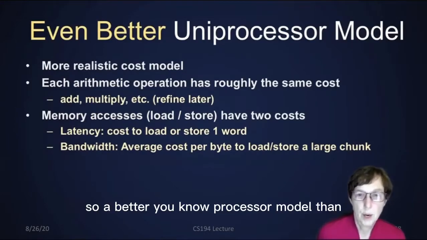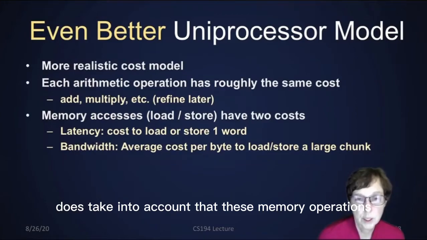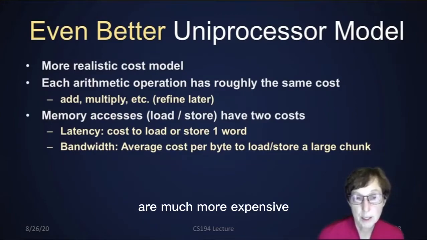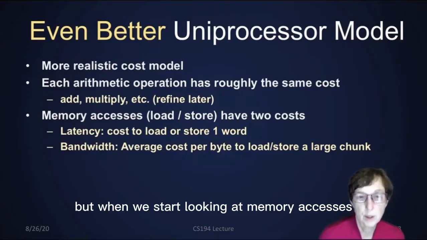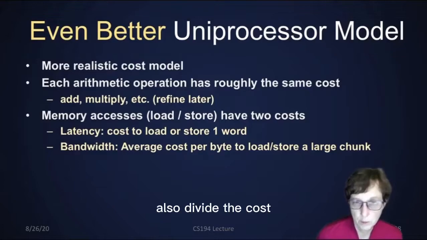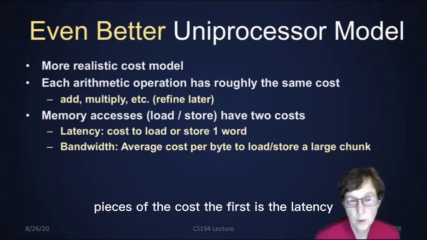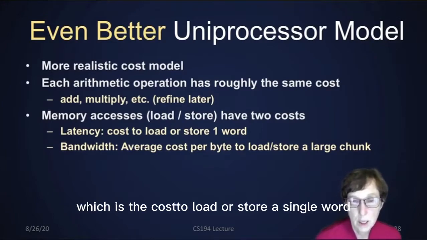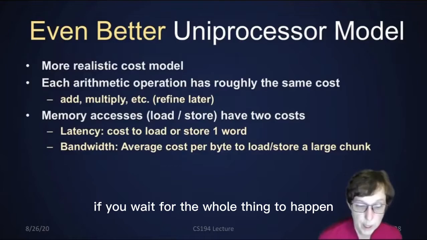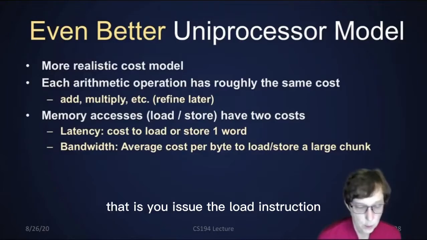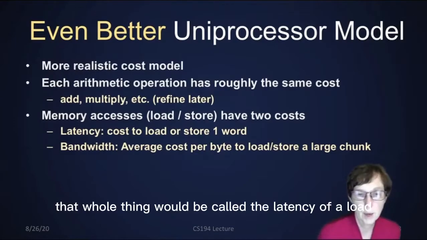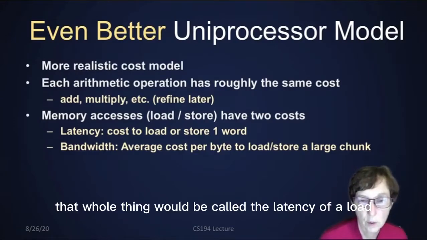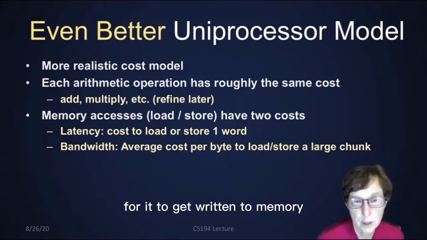So a better processor model does take into account that these memory operations are much more expensive than the arithmetic operations. But when we start looking at memory accesses, we can really divide the cost into two different pieces. The first is the latency, which is the cost to load or store a single word if you wait for the whole thing to happen. That is, you issue the load instruction, wait for the value to come back from memory, and that whole thing would be called the latency of a load. And similarly for a store, waiting for it to get written to memory.